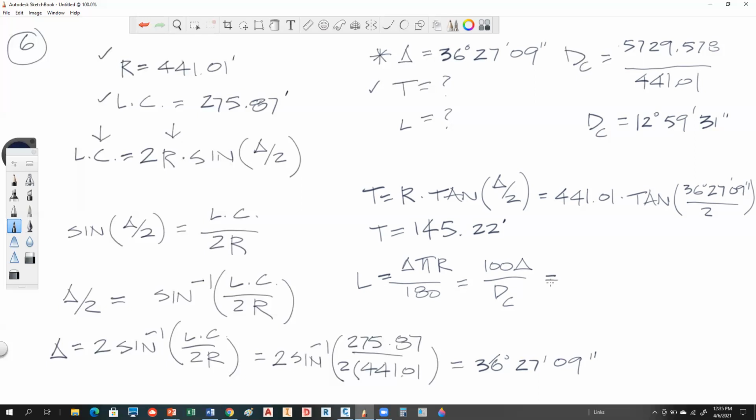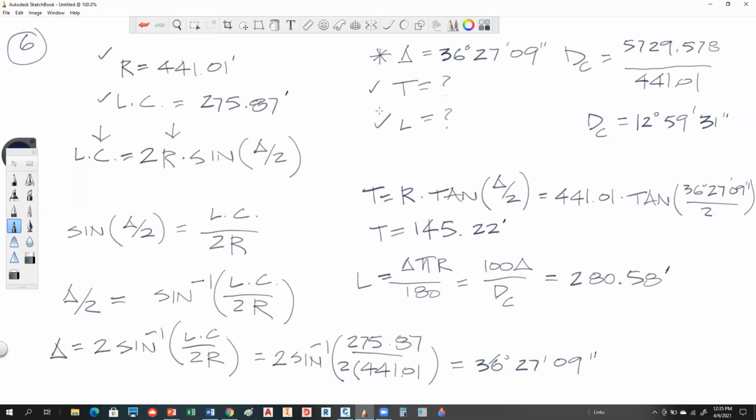Let's see what we come up with. I'm doing the delta pi R right now. If somebody's doing the other one, you might get slightly different. Looks like 280.58 feet. Okay, so there's everything.